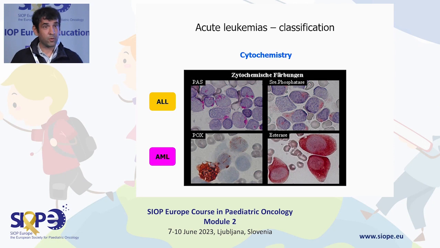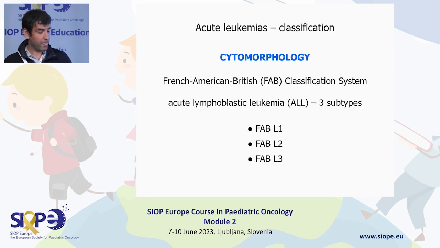I don't know whether it is the case in your institution, but until very recently we performed cytochemistry in all our leukemia cases. We performed the periodic acid Schiff reaction, which is usually positive in ALL. We still perform acid phosphatase for the T-ALL cases, peroxidase for the myeloid leukemia, and esterase for the monocytic leukemias.